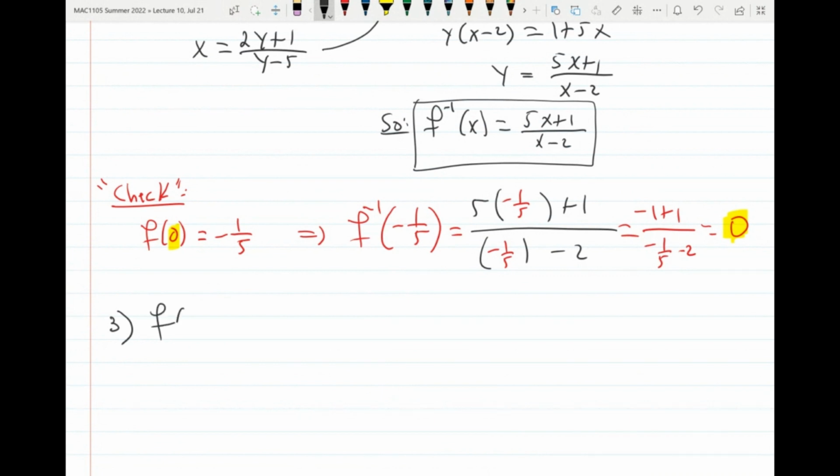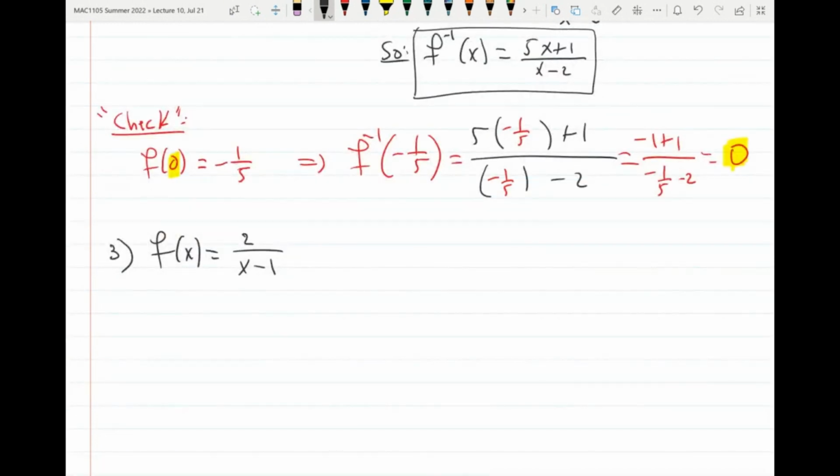Okay, so let's try the other one. F of x equals 2 over x minus 1. This one is less complicated because the numerator is just a number. It's not a little polynomial. Do you have a formula for the inverse? Yes. What is it? 2 plus x over x. All right. So let's do a quick check.